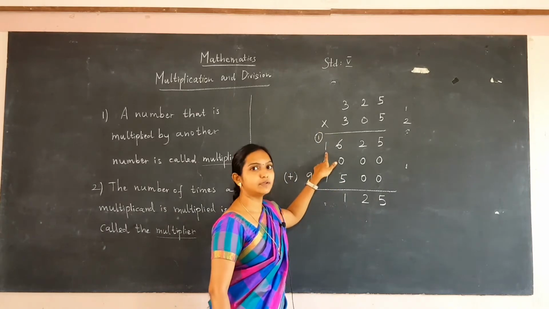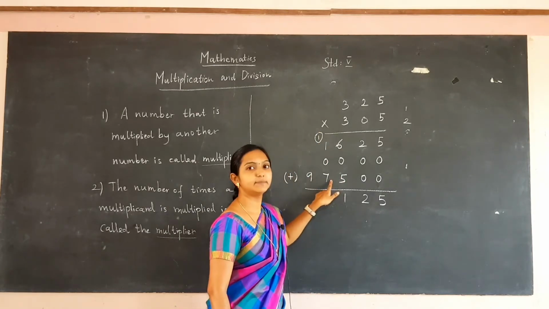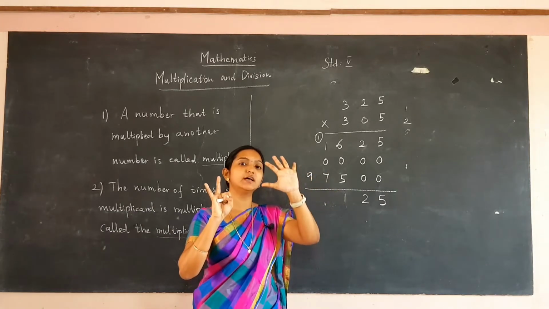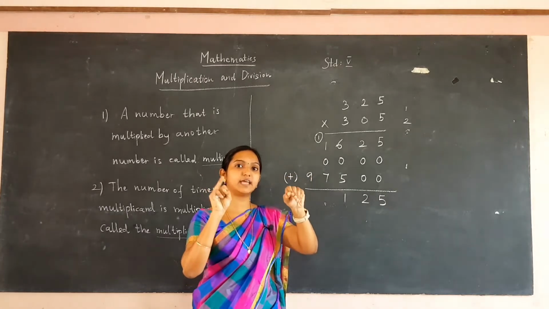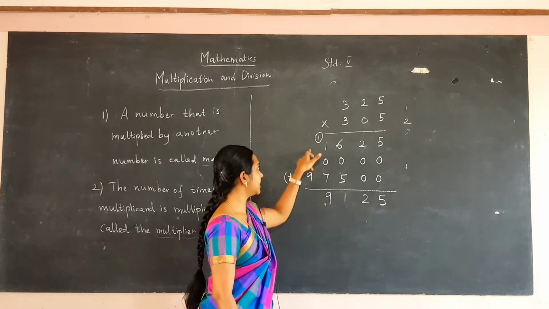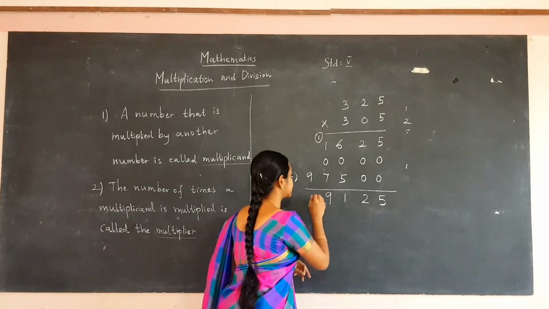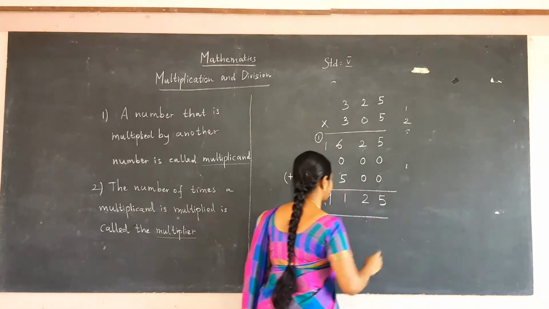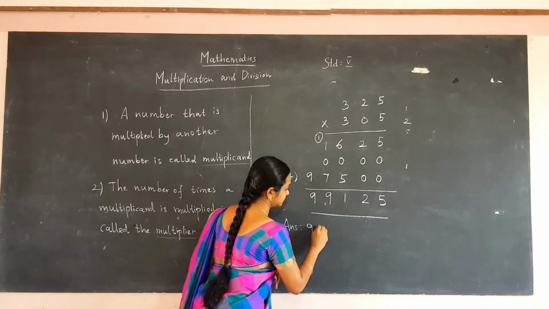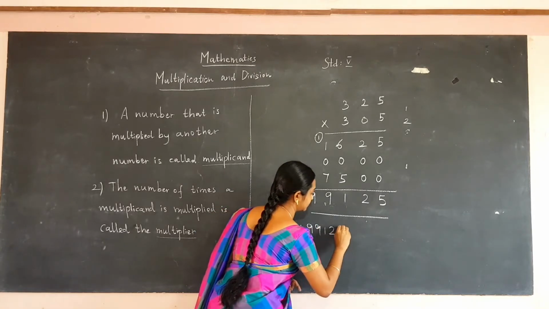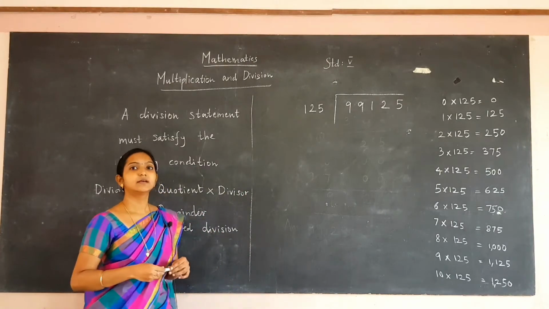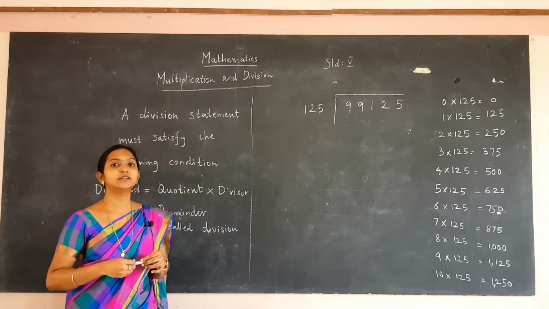1 plus 1 will be 2. 2 plus 7 will be 9. Keep 2 in mind and 7 in fingers. Now start counting 3, 4, 5, 6, 7, 8 and 9. So the answer is 9. Here we don't have any numbers, so write 9 as it is. So the answer is 99,125. Next we are going to learn about division.